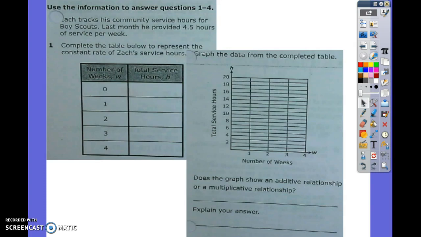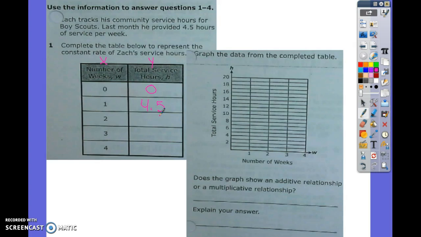So we have the number of weeks, W, which we know that X is always on the left, and total service hours, H, so Y is on the right. So if Zach is going to do 4.5 hours of service per week, then we're going to figure out if he does 0 weeks of service, he will have 0 hours. If he does 1 week of service, he will have 4.5 hours.